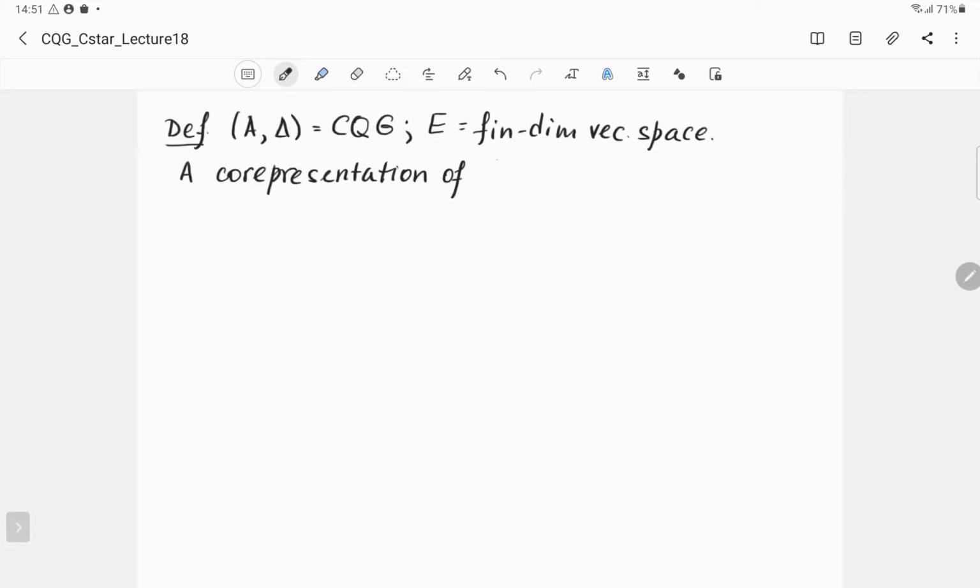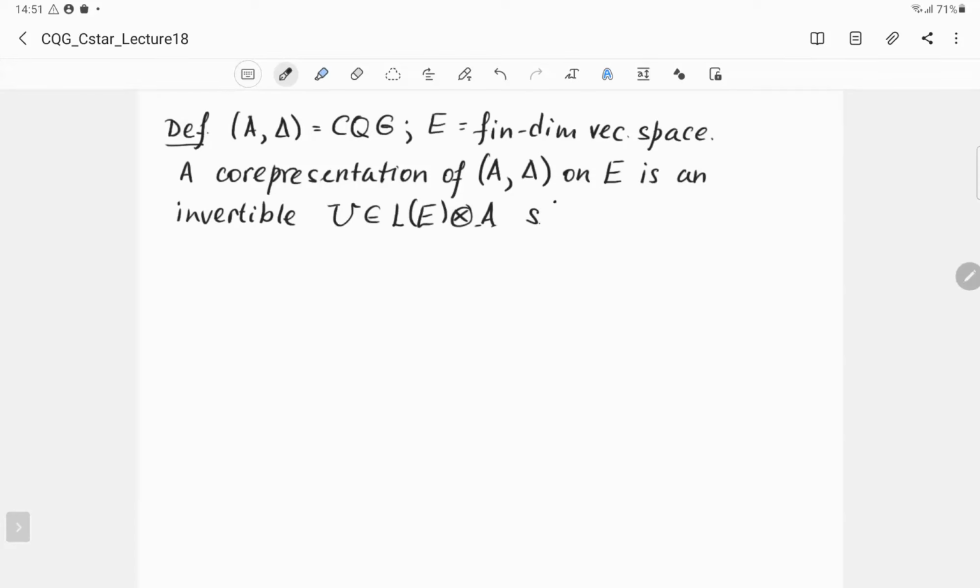of our compact quantum group on E is an invertible element U in the tensor product of L of E and A, where L of E denotes the algebra of all linear operators on E, such that the following equality holds.